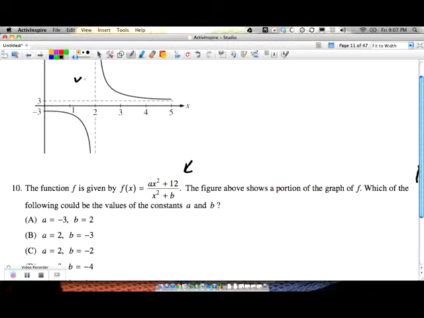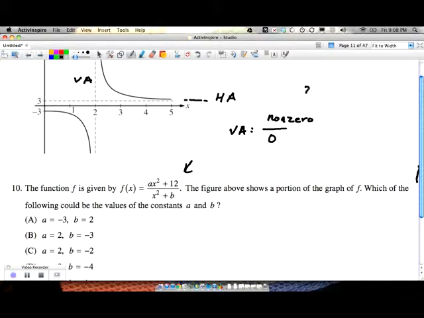We have a vertical asymptote, and here we have a horizontal asymptote. The vertical asymptote happens when this rational expression has a 0 in the denominator but a non-zero in the numerator, and that seems to be happening here at 2. So when does x squared plus b equal 0? Or no, pardon me, when 2 equals x.